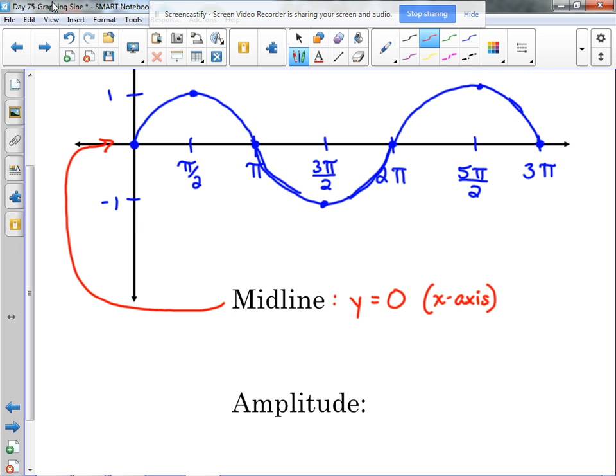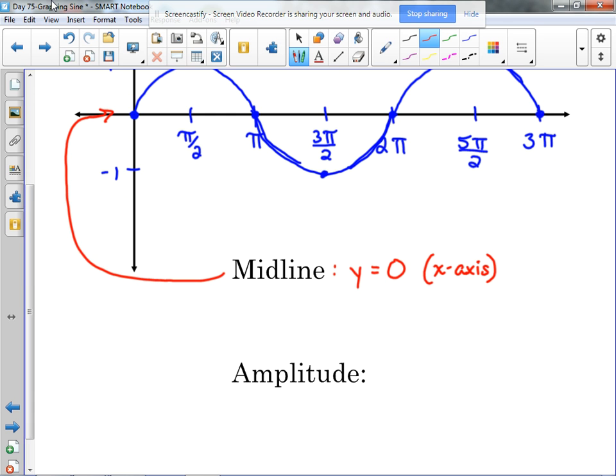Okay, and then in conjunction with the midline, we also talk about something called the amplitude. The definition of the amplitude is the distance from the midline to the max or to the min. So we start on the midline and we look at, well, how tall is it? Or we start at the midline and we say, how far below the midline does it go?